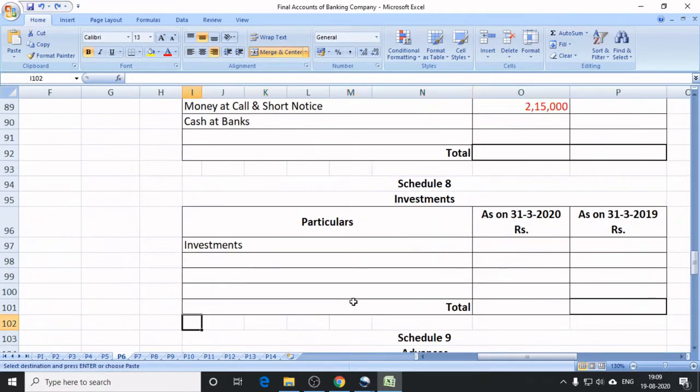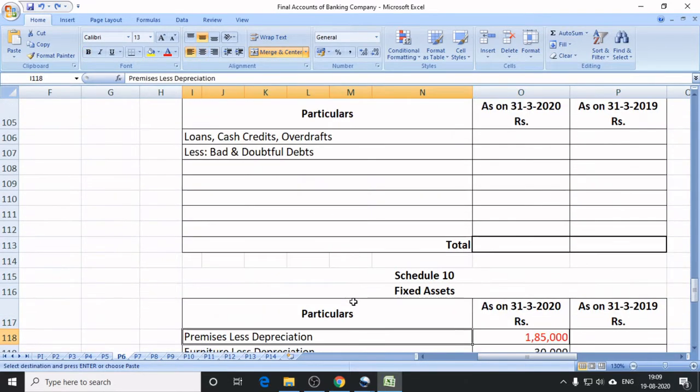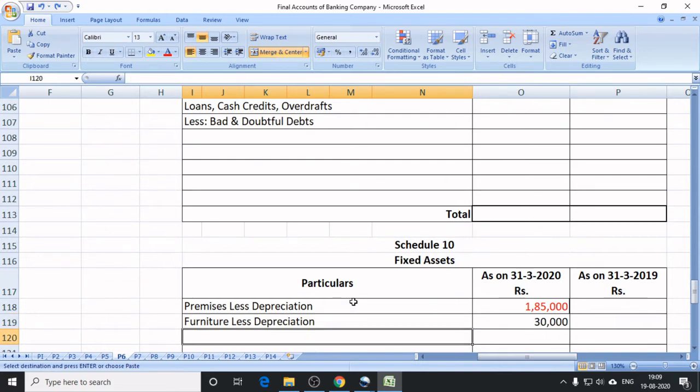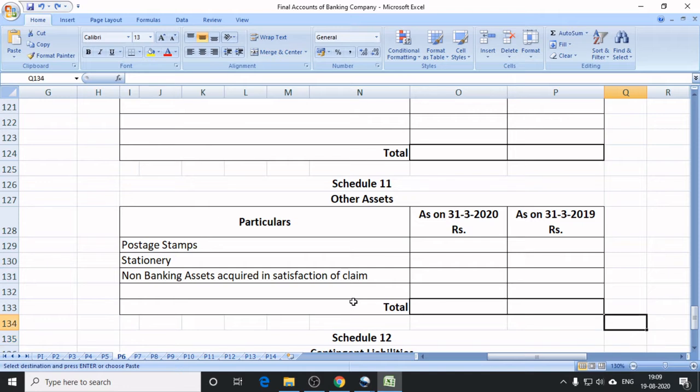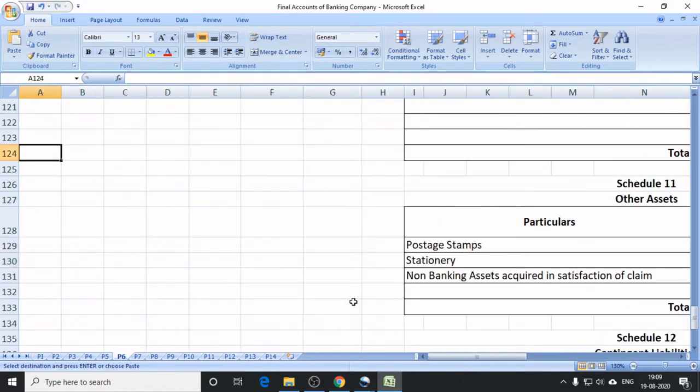Now you know the concept of non-banking asset. If you don't know, then go through the previous videos, you will get the idea about it. Why is it called a non-banking asset and what kind of asset is it? You will get the answers in my previous theoretical video lectures.